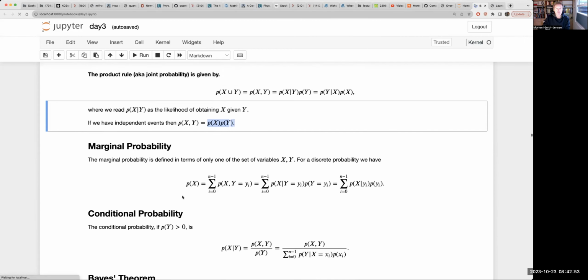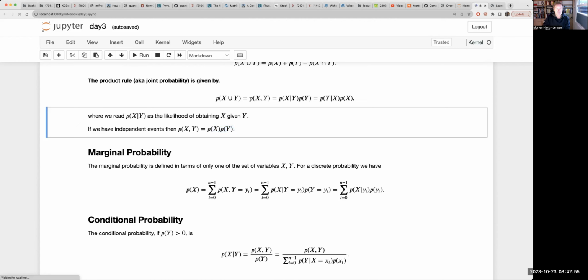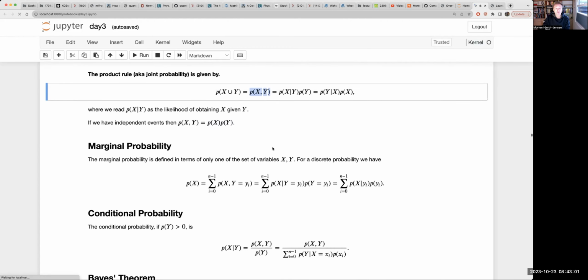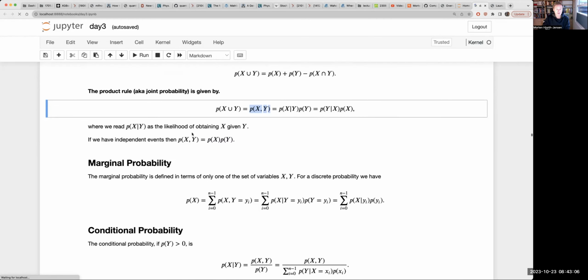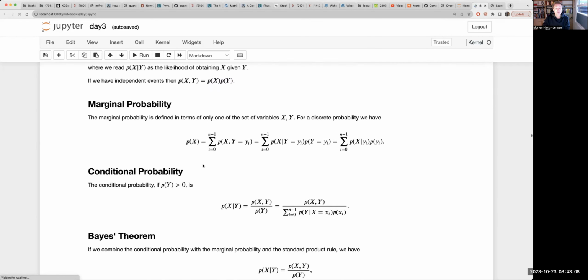We can actually use what you have here. So this is the probability of X and Y. And then we would simply use the conditional probability, the marginal probability and the product rule. And then we can define the conditional probability of X given Y, which is now given in terms of these two terms here.